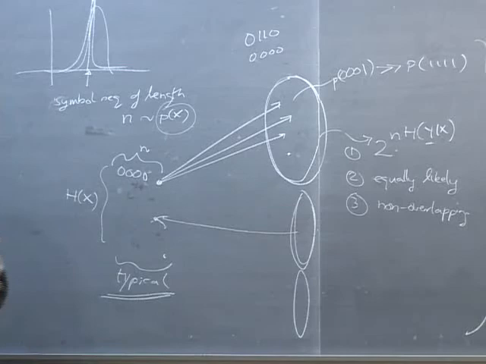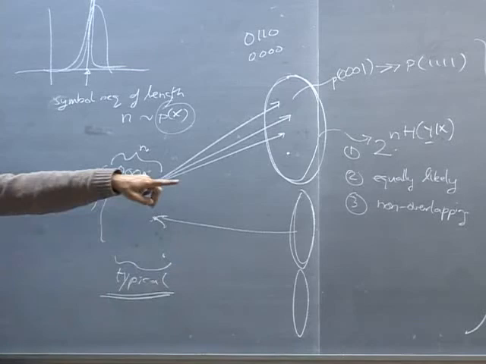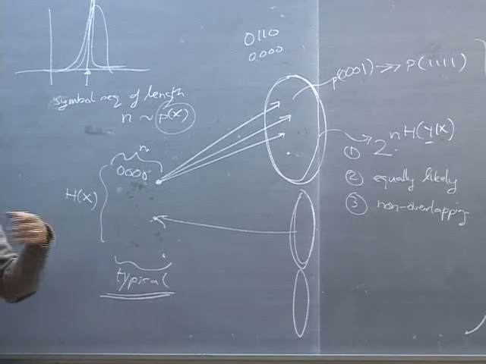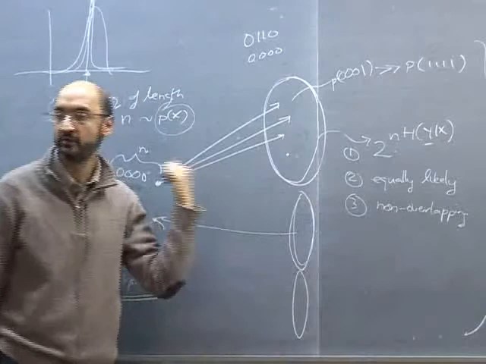Despite the channel doing whatever it's doing. Why? Because I'm going to have only those many distinct points. They're all equally likely because they all belong to this typical set and the elements of the typical set are equally likely. They're all getting distorted, but when they distort, I'm going to make sure they're non-overlapping. When this happens, I know that I can figure out backwards what's going on.